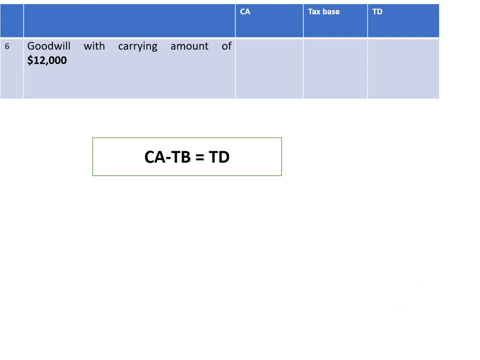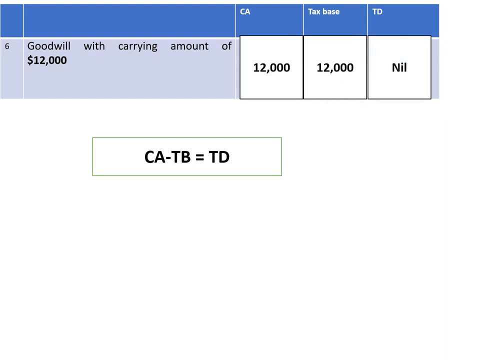So, goodwill has a carrying amount of 12,000. What is the tax base? So, remember what we said. What is the tax base definition? The tax base is the amount that will be deductible in future in respect of an asset. In this particular case, goodwill, as we know, is not going to be deductible for tax purposes, or rather, there's not going to be any consequences of goodwill in terms of the tax base.